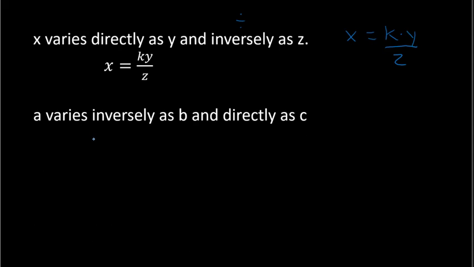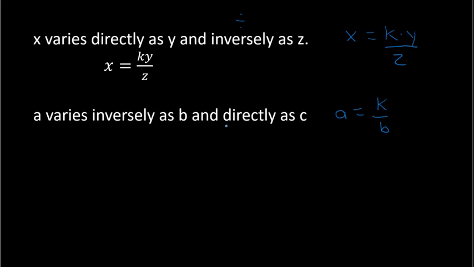One more example like this. We have A varies inversely as B and directly as C. This one you need to be a little careful with. So here we have A, write the letter A, varies inversely. That'd be k divided by something. So k divided by what? Well, k divided by b.